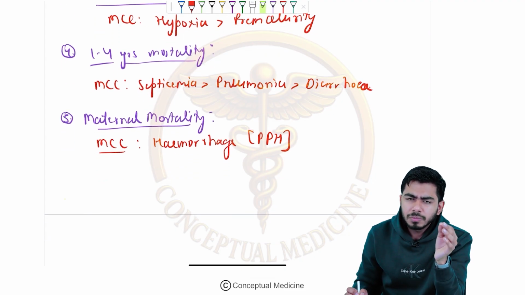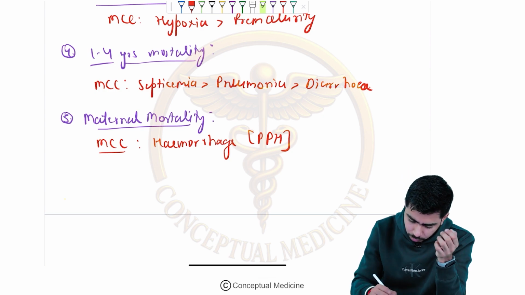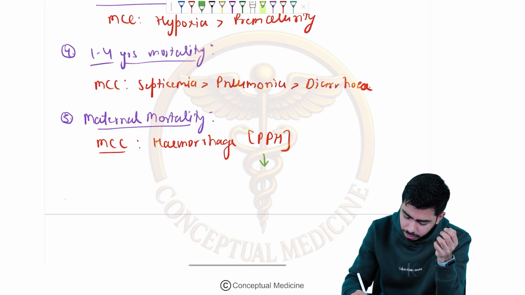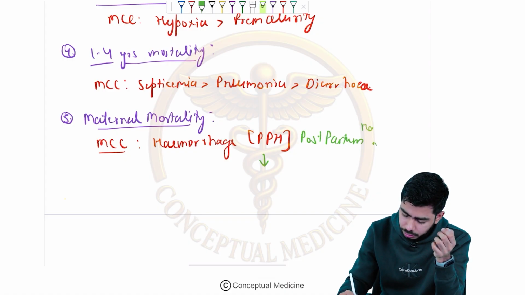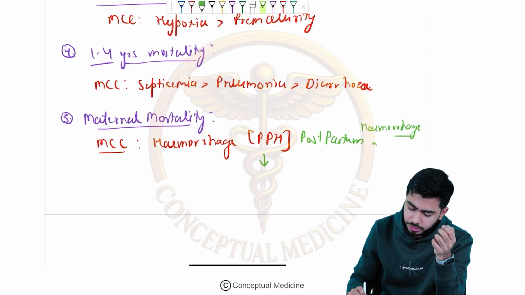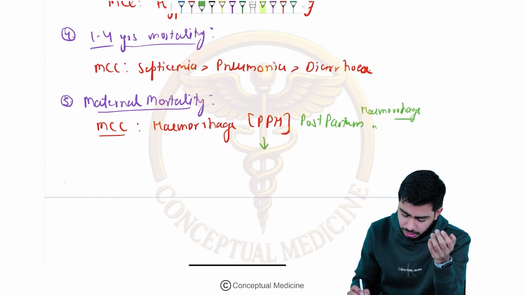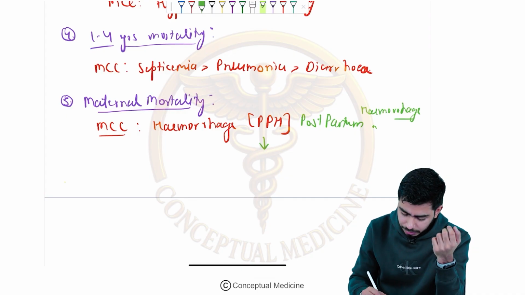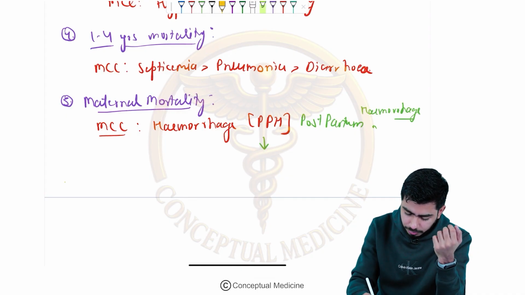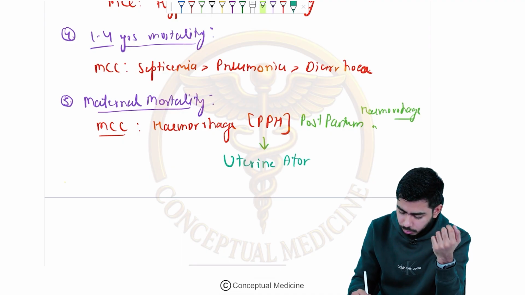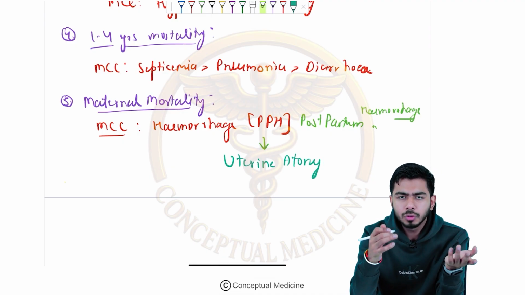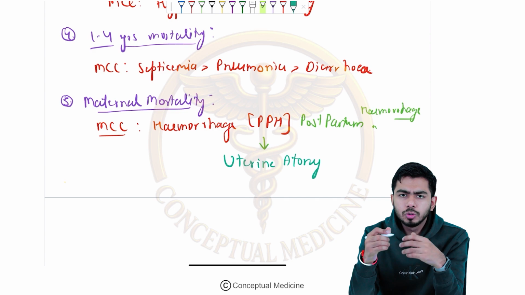So what happens? Why is the PPH happening? PPH means postpartum hemorrhage. After the birth, hemorrhage is happening. Why is the PPH happening? Because of uterine atony, right? Atony means there is no tone. A means absent, tony means tone. Tone of what? Uterus. So uterus tone is absent.